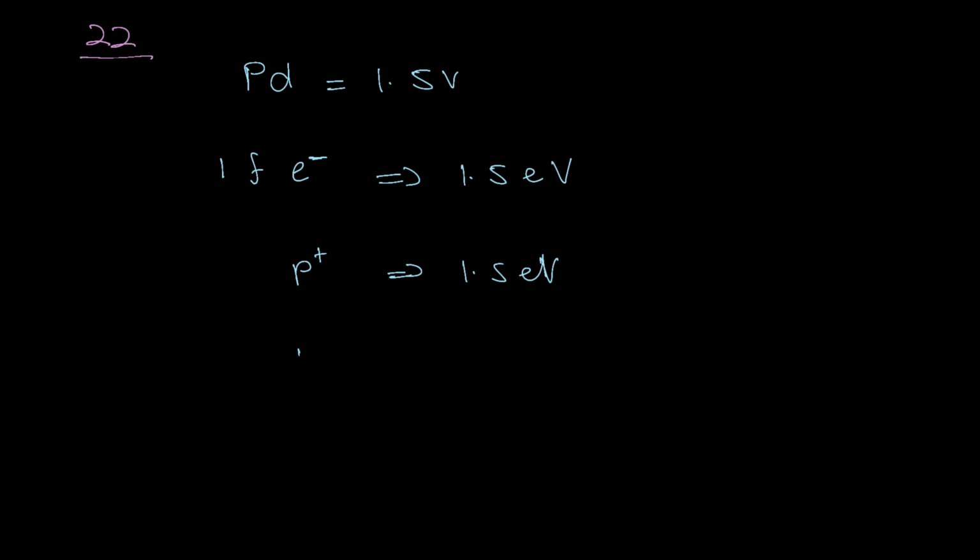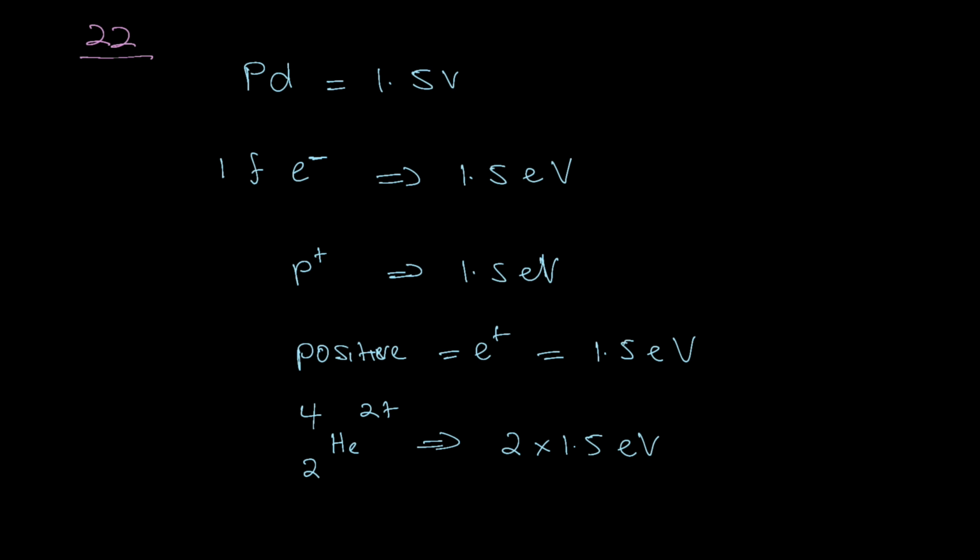For positron, which is a positive electron, again that's e plus, that's 1, again that will be equal to 1.5 electron volts. But for helium nucleus, which has 2 positive charges, that would imply 2 times 1.5 electron volts, and that will be 3.0 electron volts. So that will be alpha particle, D. So the answer for that one is D, alpha particle, which is helium nucleus.